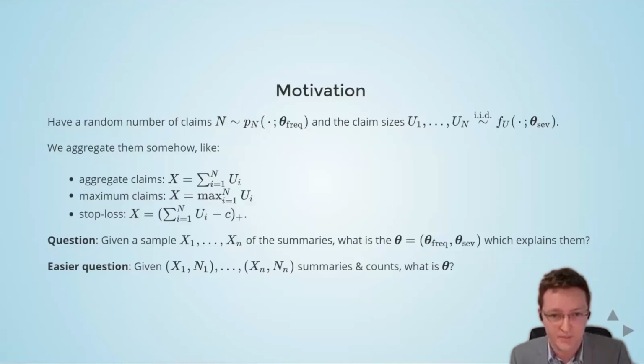So our question is, given this sample x1 up to xn, how do we find the theta parameter which best explains them? An easier variation of this problem is when we have these summaries x1 up to xn observed, as well as the number of claims n1 up to n small n during each of the periods. So I'll just start off by saying that this question is more or less impossible to solve.